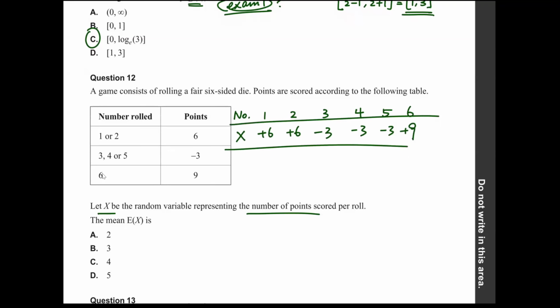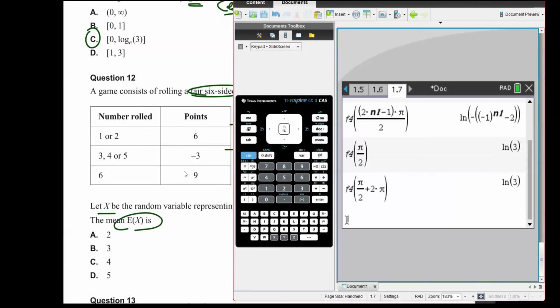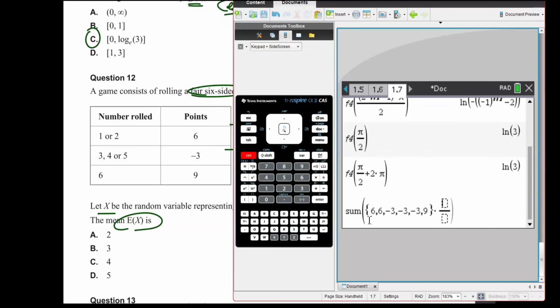And the probabilities will be directly relevant to the number. So this is a fair six-sided die. Each number will get an equal chance. So eventually, if I want to figure out the mean value, I just need to multiply each x value by the relevant probability. You can see all of them will be multiplied by 1 over 6. Therefore, I'll use the sum button, curly bracket, 6, 6, minus 3, minus 3, minus 3, plus 9. Each of them just multiplies the same number.